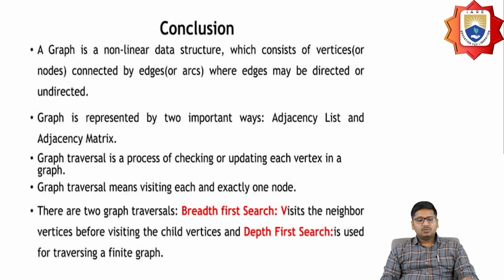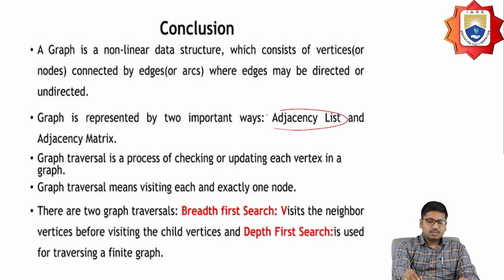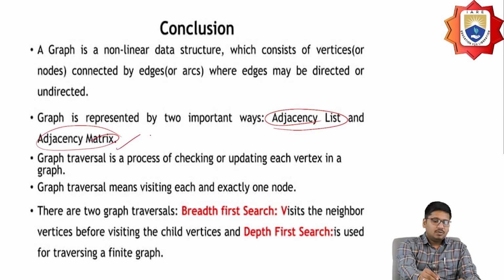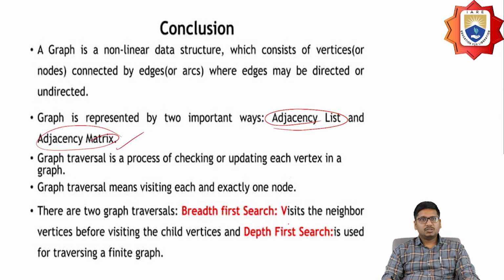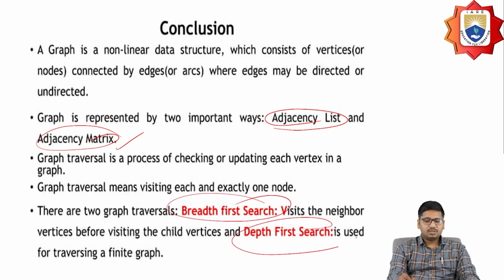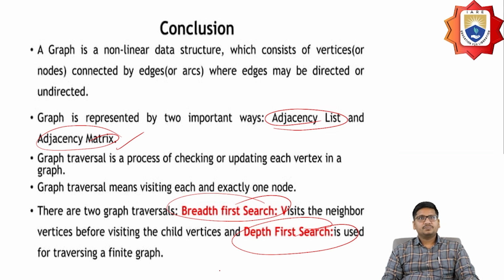So finally, I conclude that a graph is a non-linear data structure which is a collection of vertices and edges and is represented in two ways, like adjacency list and adjacency matrix. Most preferably, we are going to consider the adjacency matrix here. Graph traversal means visiting each and every node exactly once, and there are two graph traversals: the first one is breadth first search and the second is depth first search.